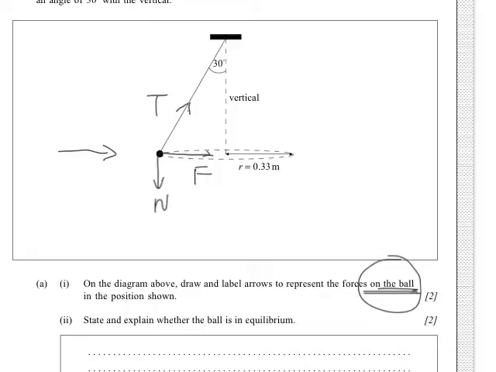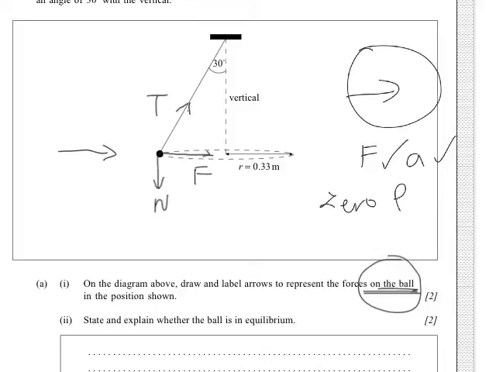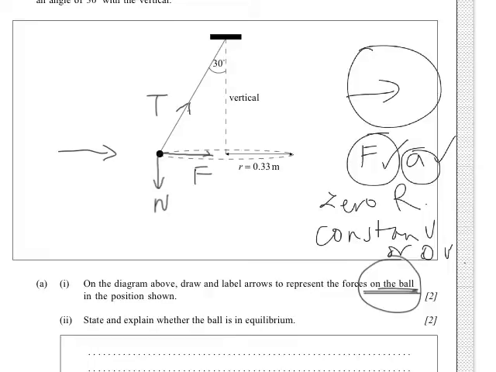It then goes on to ask you if the ball is in equilibrium. Now, as you know, when something's moving in a circular path, there is always a force acting towards the centre. And if there's a force, then there must be an acceleration. Now, if something is in equilibrium, there would be zero resultant force. And a zero resultant force would mean that you'd have constant v or zero v. And that's definitely not happening. We have an acceleration and we have a force towards the centre. So this is definitely not in equilibrium.